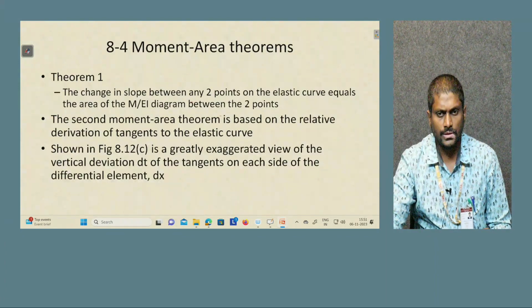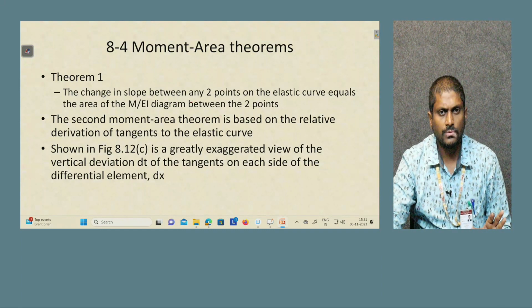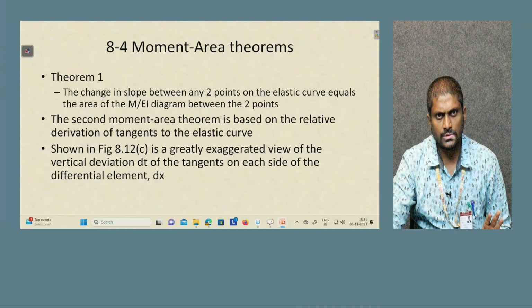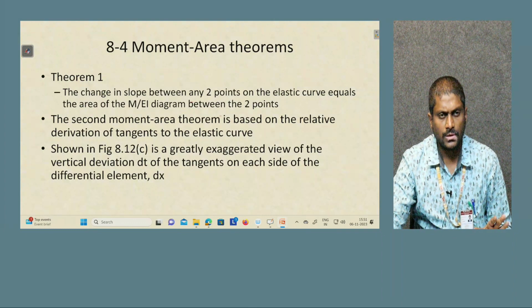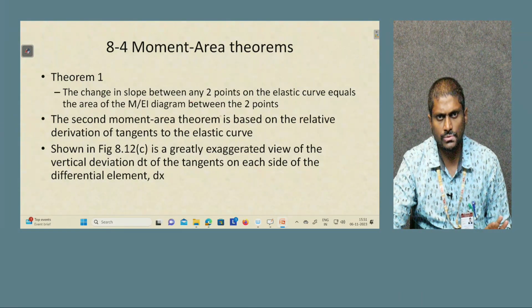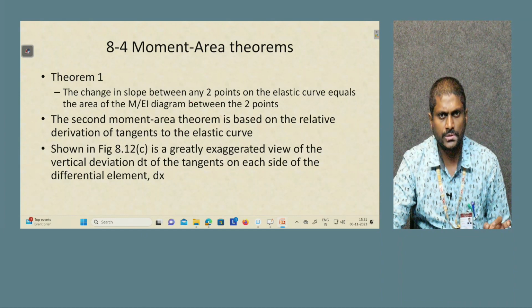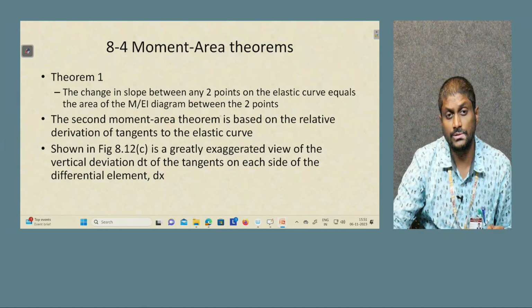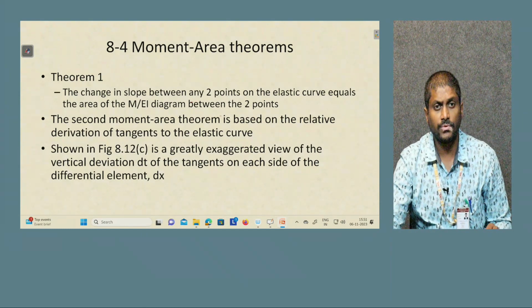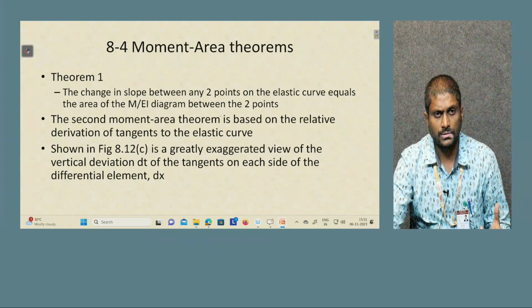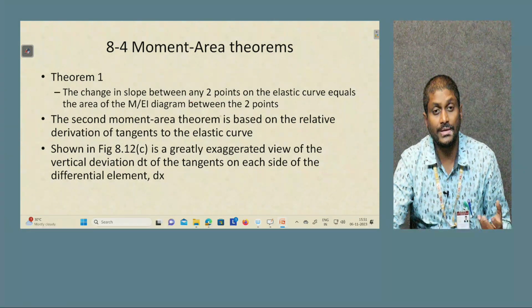And from the CO1 syllabus point of view, I would like to talk about the first moment area theorem. We have two theorems actually. The first theorem is the change in slope between any 2 points on the elastic curve equals the area of the M by EI diagram between the 2 points. That means to find out the slope and deflection, we have a very good methodology, the moment area method.